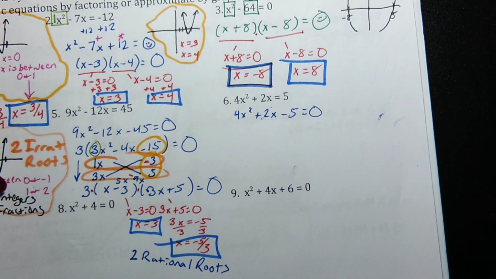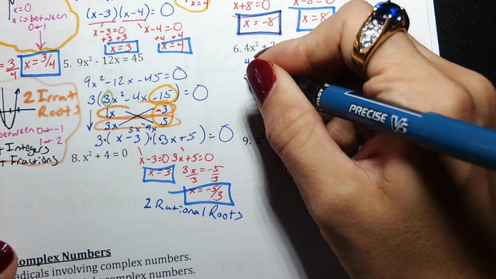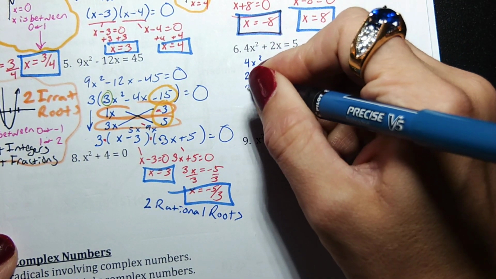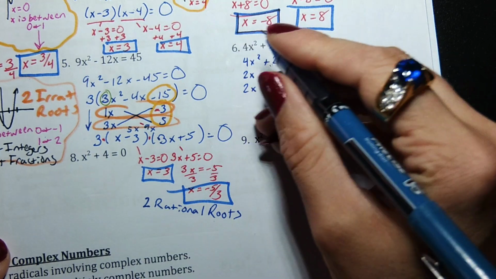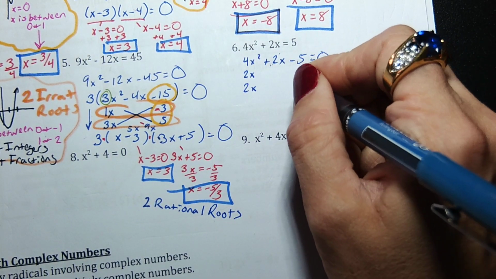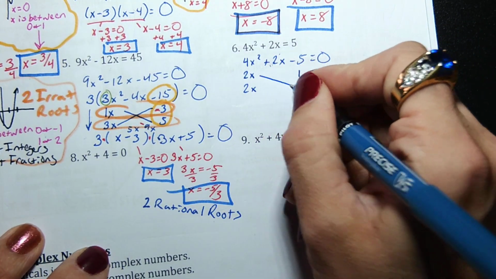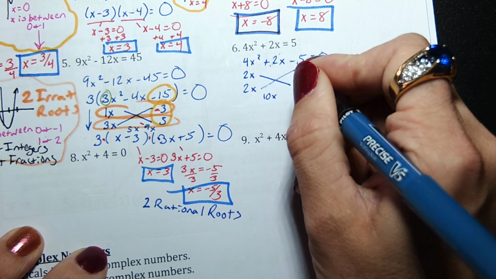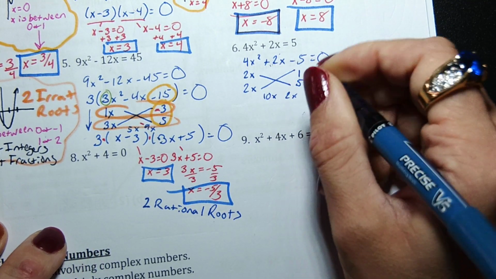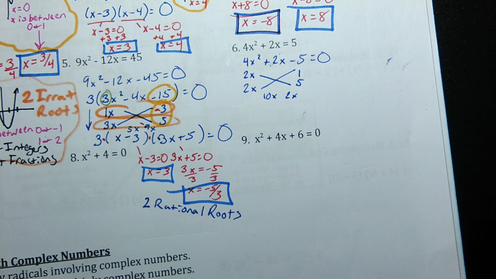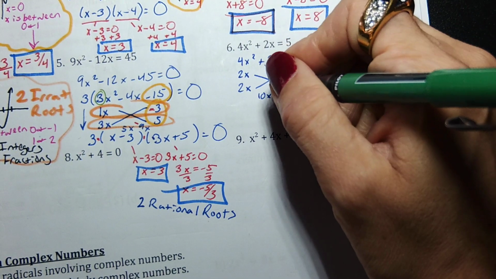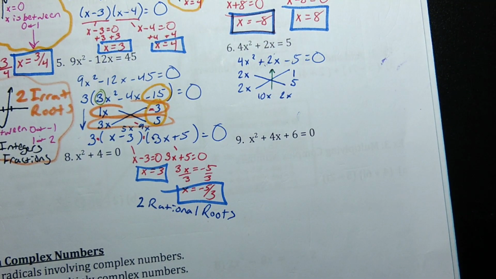So let's see what happens when we try to factor this one. For 4x squared, we'll try 2x and 2x. Factors of 5, there's only 2, 1 and 5. 2x times 5 is 10x. 2x times 1 is 2x. Is there a combo of those, positive or negative, that will give me that sum number of 2x that we want?